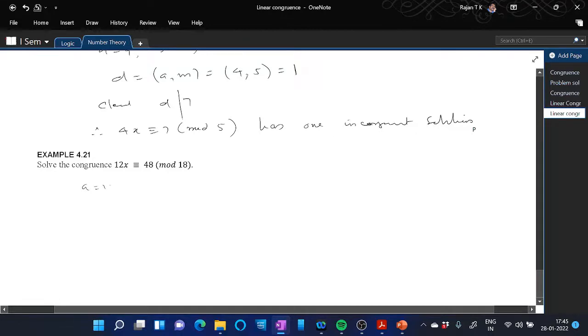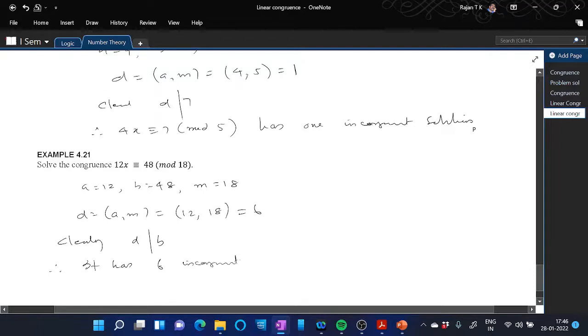Here A is 12, B is 48, M is 18. First let us see how many incongruent solutions it has. D is equal to GCD of A and M, which is GCD of 12 and 18, which is 6. Clearly D, that is 6, divides B, 48, and therefore it has 6 incongruent solutions.